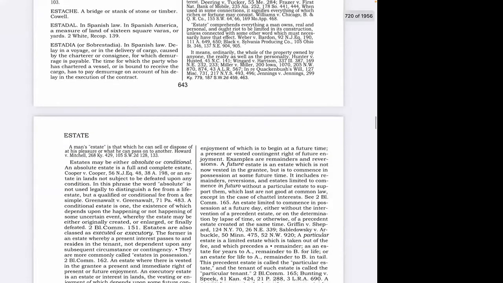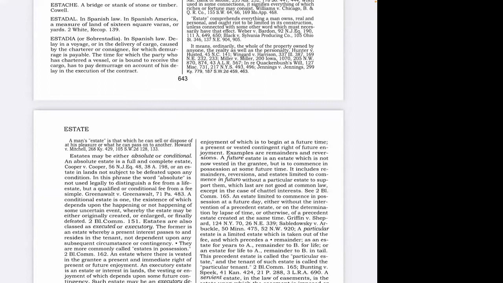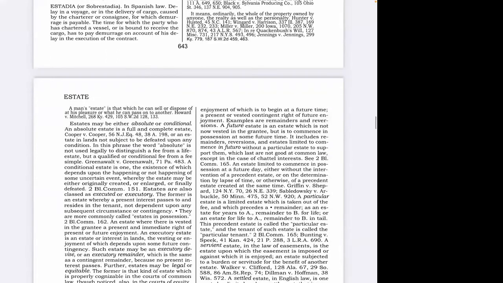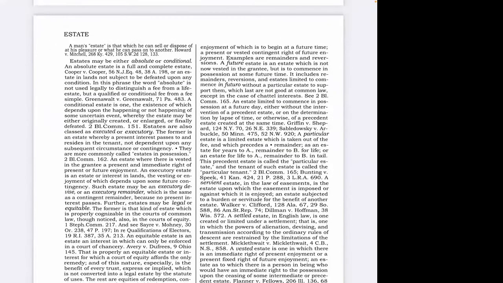A man's estate is that which he can sell and dispose of at his pleasure, or which he can pass on to another. Estates may be either absolute or conditional. An absolute estate is a full and complete estate, or an estate in lands not subject to be defeated upon any condition. In this phrase, the word absolute is not used legally to distinguish a fee from a life estate, but a qualified or conditional fee from a fee simple.